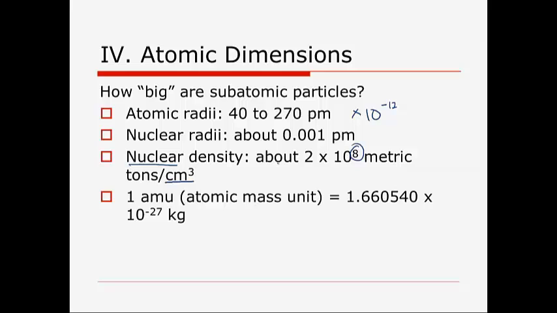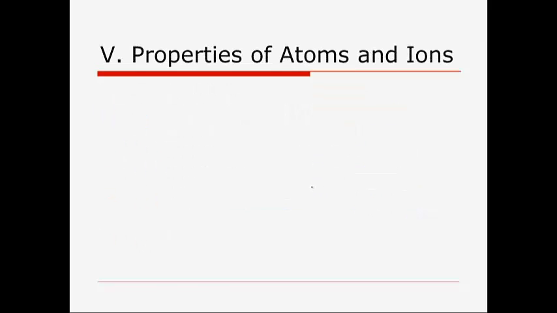Now, this thing, an AMU, what is it? It's an atomic mass unit. It is defined as 1.660540 times 10 to the negative 27 kilograms. Now, why define something as this weird number? Why not just call it 1 times 10 to the negative 27 kilograms? What's the basis for this? Well, we'll come back to that in a second. Let's look at properties of atoms and ions.